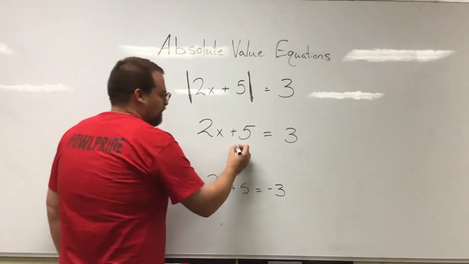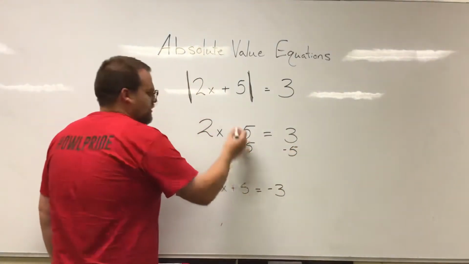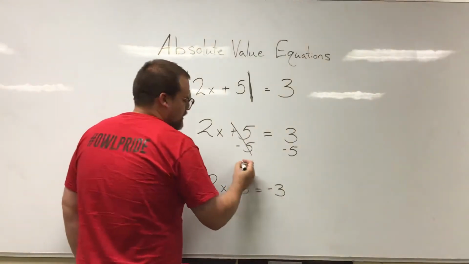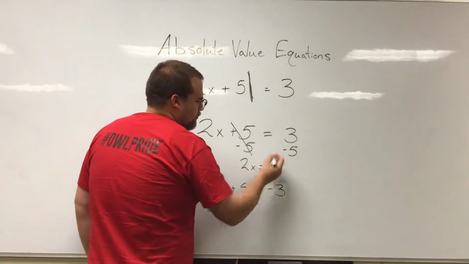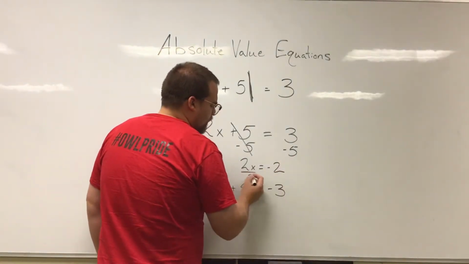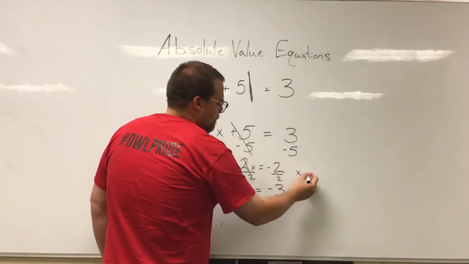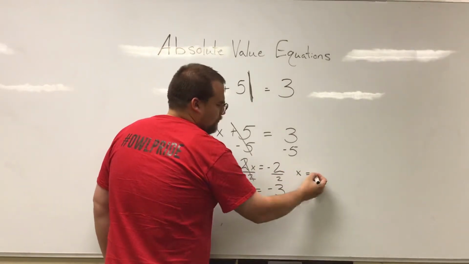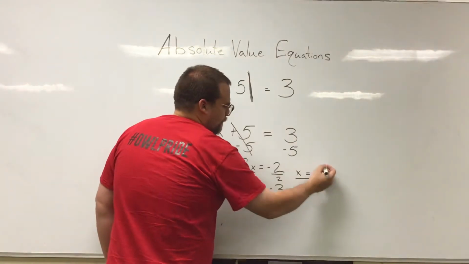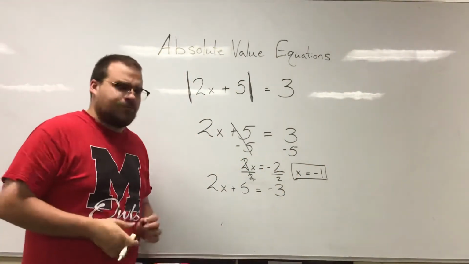So if I solve this first one, it's just a 2-step equation, so I'm going to go a little faster with this. Subtract the 5's, get 2x equals 3 minus 5, or negative 2, and find out that x is equal to negative 2 over 2, or negative 1. That's the answer I get for the first equation.